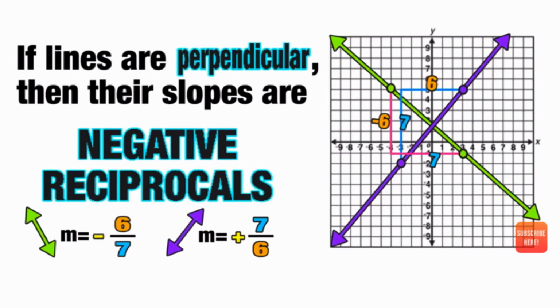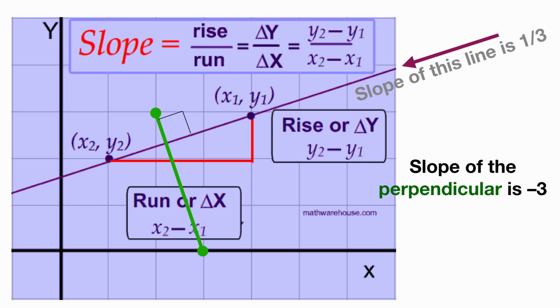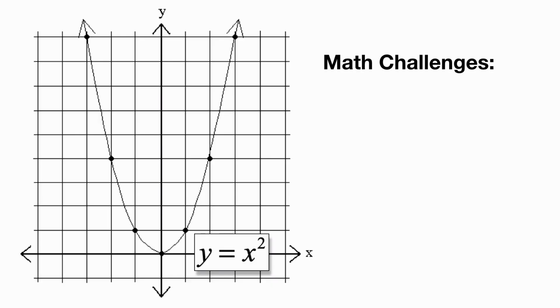If you draw a perpendicular line, you'll very quickly see that the perpendicular slope is the negative reciprocal of the original slope. Thus, a slope of -3 is perpendicular to our original 1/3 slope. But what if we have a curved graph?